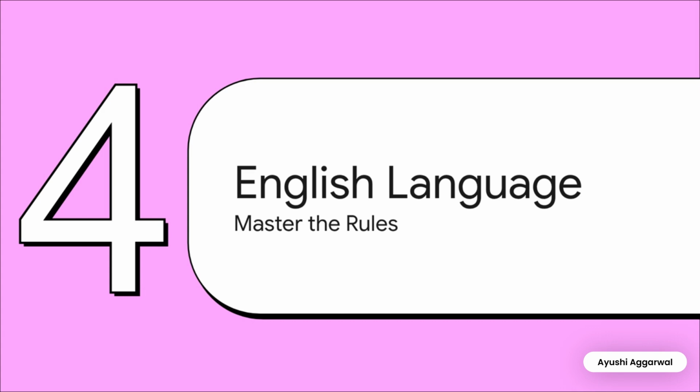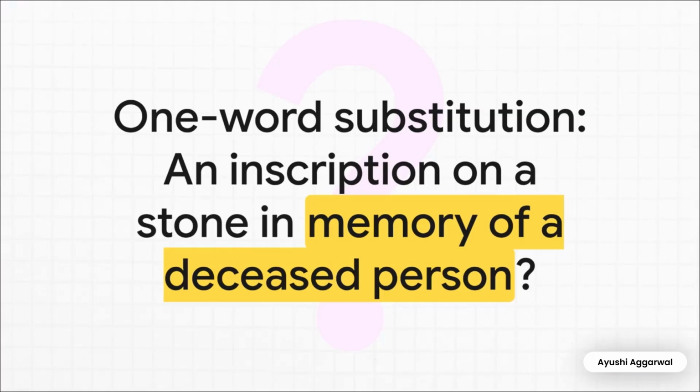And now, let's wrap up our questions with the English section. To really do well here, it all comes down to two things: a strong foundation in the basic rules, and more importantly, a really sharp and wide-ranging vocabulary. Let's look at an example. Here's a very common type of question: one-word substitution. You need to find the single best word for an inscription written on stone in the memory of a deceased person. Take a look at the options and see which one feels right.